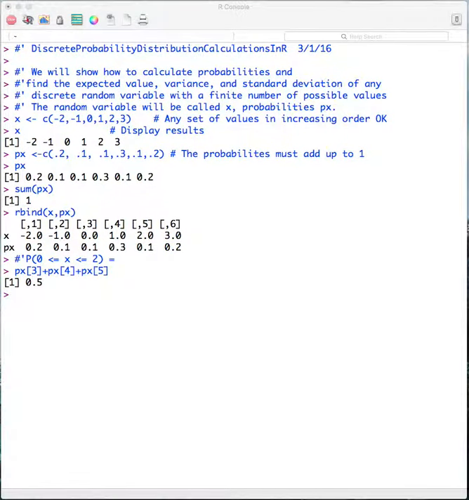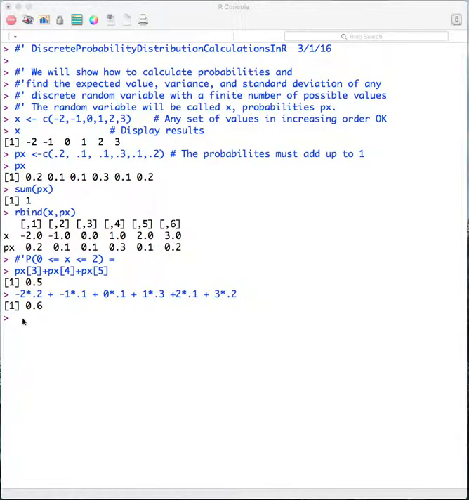We may define something called the expected value of x. And all it is is the sum of each value times its probability. In this particular case, these are the actual numbers. Notice -2 times 0.2 plus -1 times 0.1 plus 0 times 0.1 plus 1 times 0.3 plus 2 times 0.1 plus 3 times 0.2. This came out to 0.6.